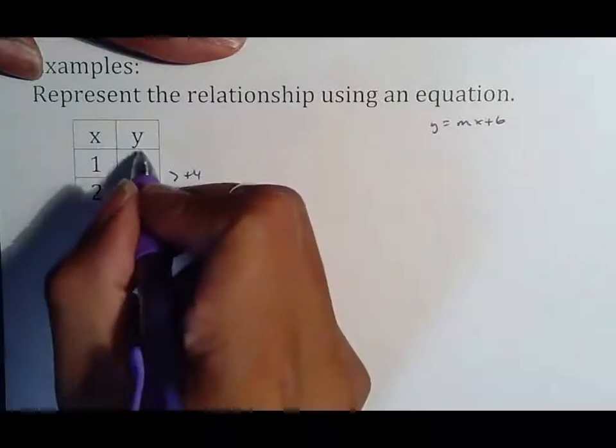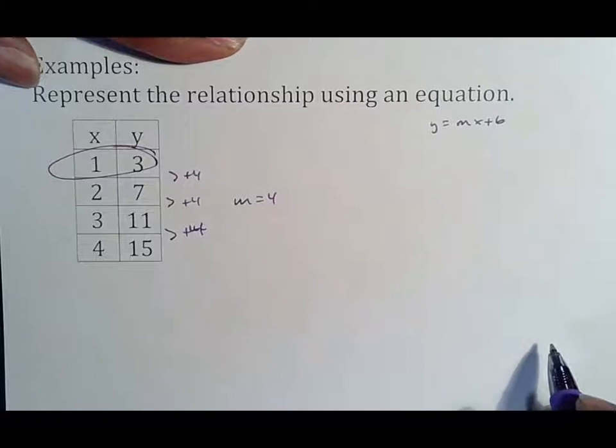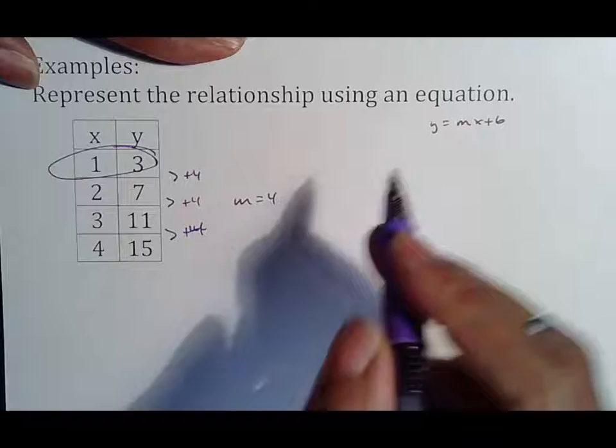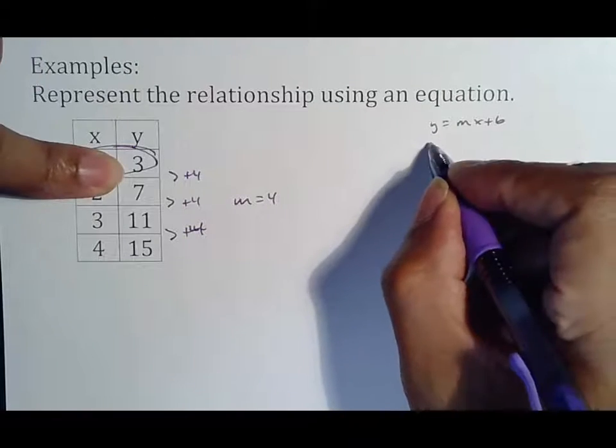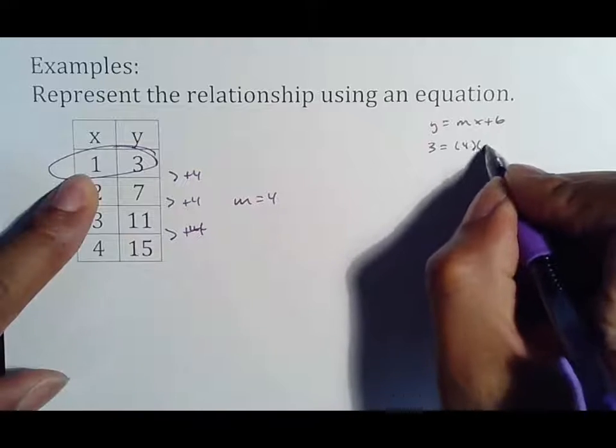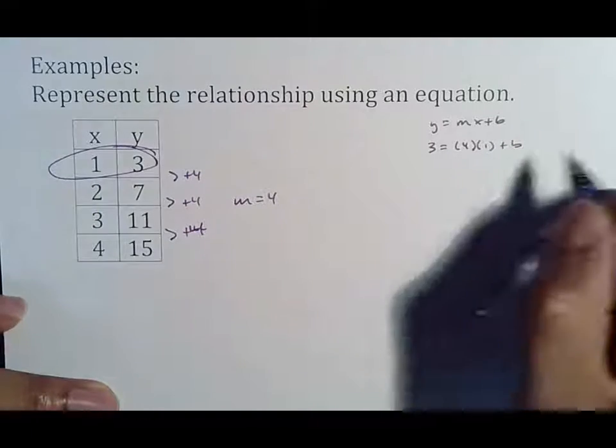So what you will do is pick one point. I usually pick the top one. That is my y, that is my x, that is my m. I plug them in. Y is 3, so 3 equals 4 times 1 plus b.